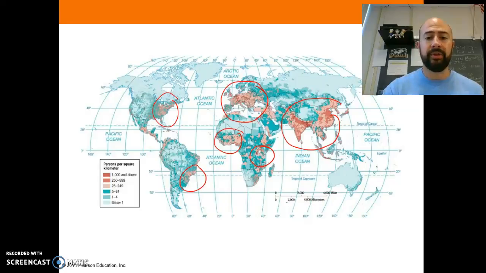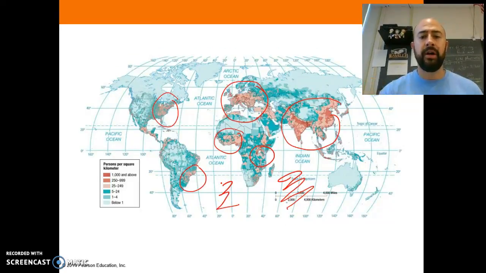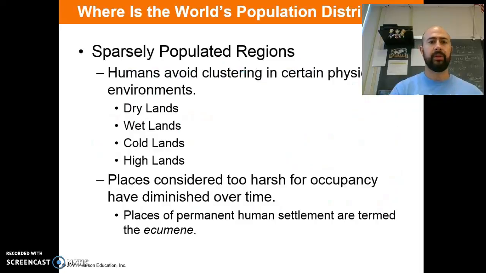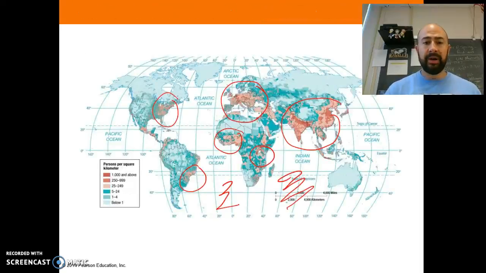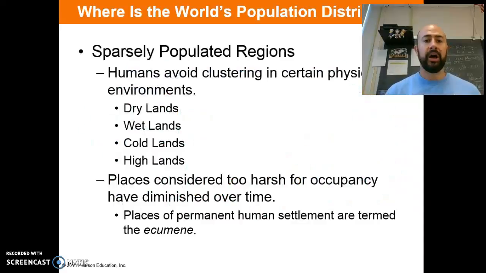Part of that also has to do with the fact that 71% of the Earth's surface is actually water, right? But as far as land goes, we tend to cluster and be near each other and create these very high concentrations and very dense places of population. So we avoid clustering in certain physical environments, which is one of the reasons why, when we go back to that previous map, this situation occurs. We avoid clustering in places that are too dry, too wet, too cold, or too high.